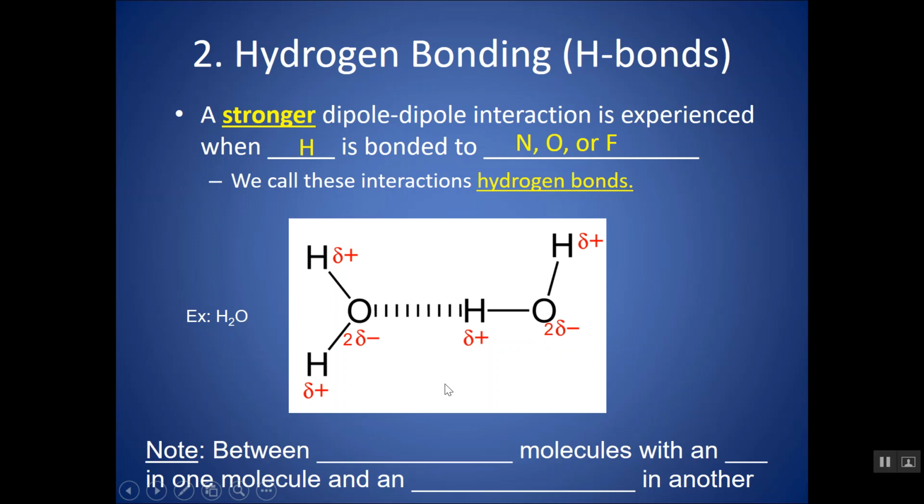How do I know if I have hydrogen bonding? It's between polar molecules where I have an H in one molecule and an N, O, or F in the other. Again, make sure that the hydrogen that's participating is actually bonded to the N, O, or F in the structure as well.